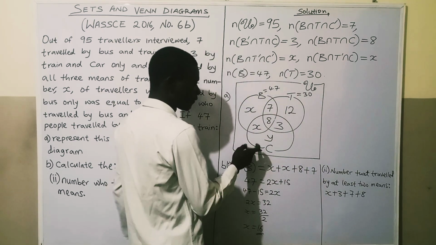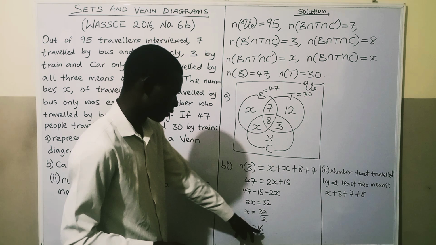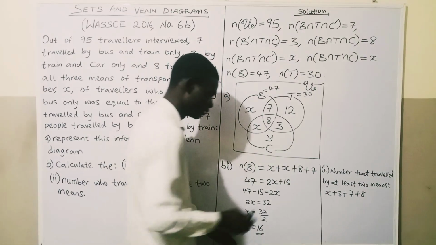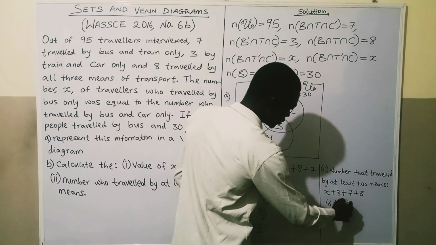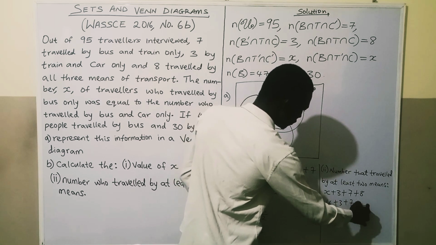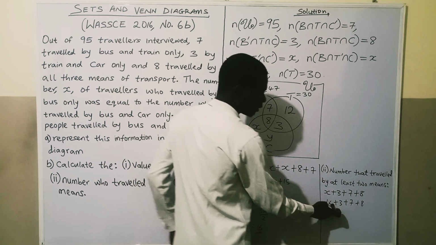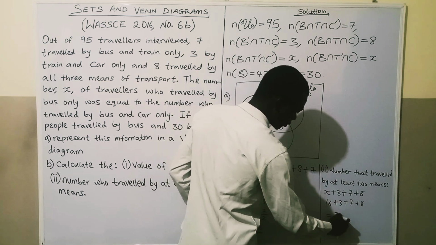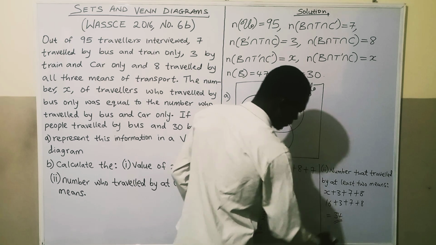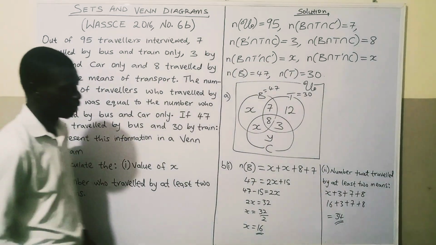So in the place of X, what are we going to have? Having gotten the value of X, in the place of X, we just put 16. So that means 16 plus 3 plus 7 plus 8. So 16 plus 3 is going to be 19. 19 plus 7 will be 26. And 26 plus 8 is going to give us 34.